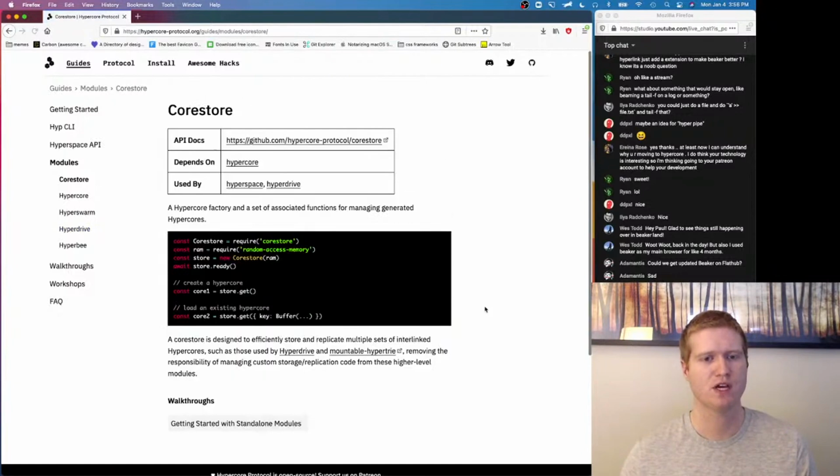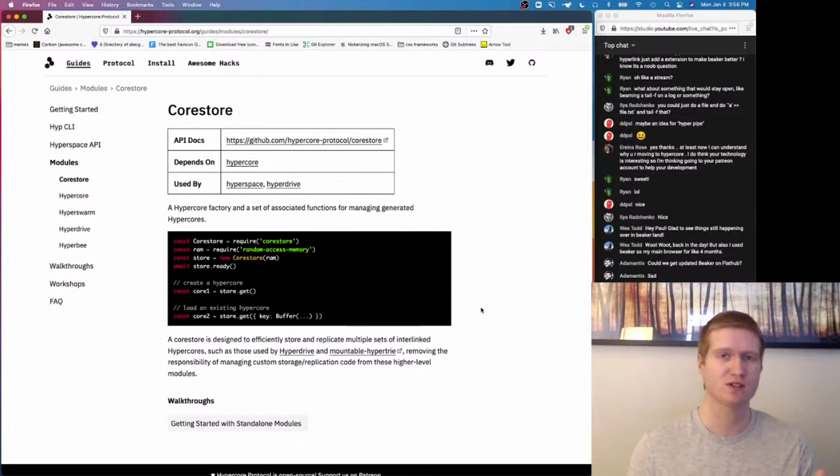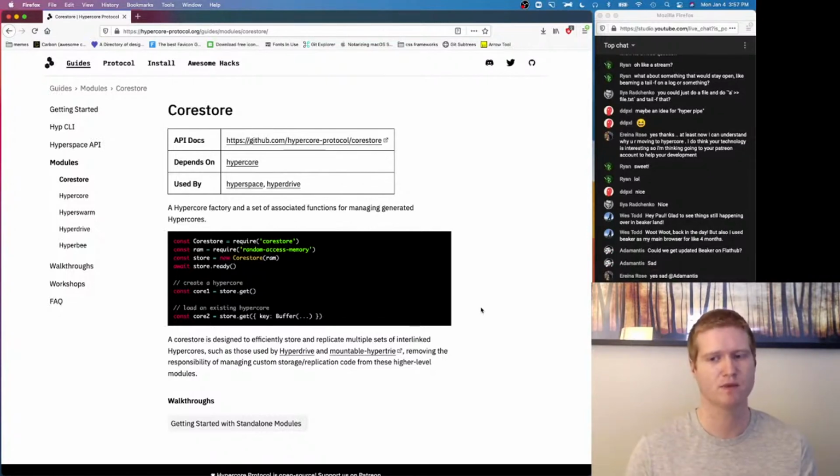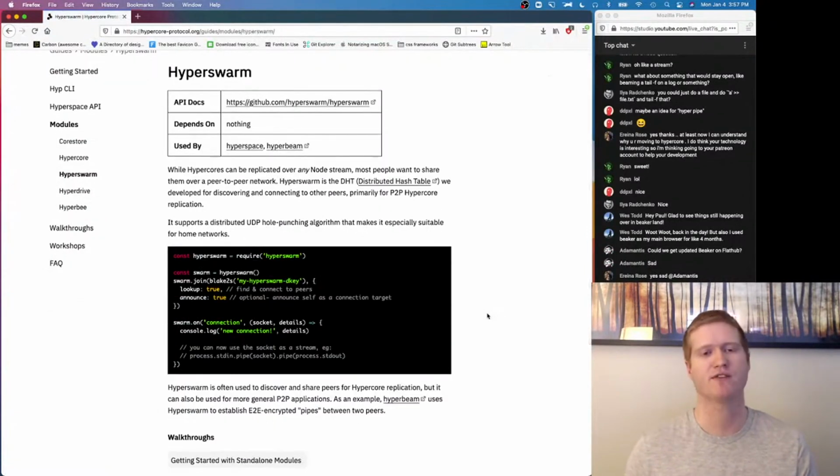Core store is a utility for managing a lot of hypercores on disk. So, you know, you got 10 different hypercores, you could dump them all into your core store and save them conveniently. Hyperswarm is our connectivity layer. This is the thing that helps your devices find each other. And it is basically what the Hyperbeam thing is built on, but of course, really everything inside of the Hypercore stack uses Hyperswarm. So you have some kind of topic, like my Hyperswarm key, and you can announce yourself, your IP address on it, and other people can find your IP address.